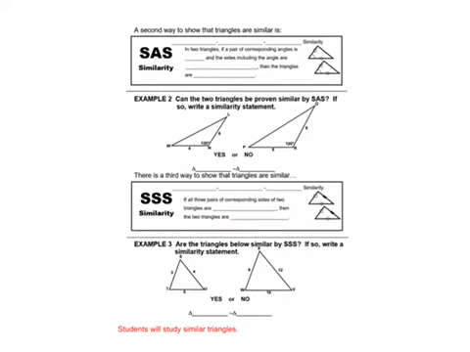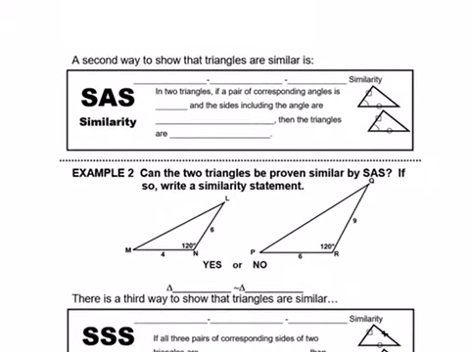A second way to show is side angle side. Very similar to what we did in Unit 6 with congruent triangles. So in 2 triangles, if a pair of corresponding angles are congruent and the sides including the angles are proportional, instead of congruent, this time they're proportional, then the triangles are similar.